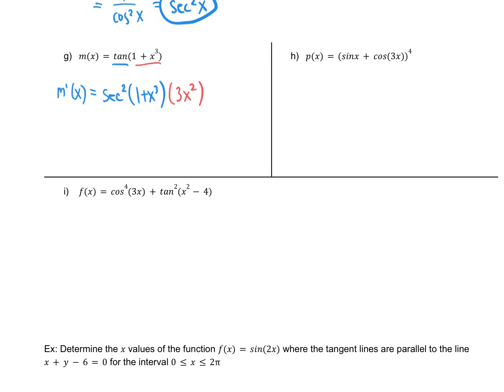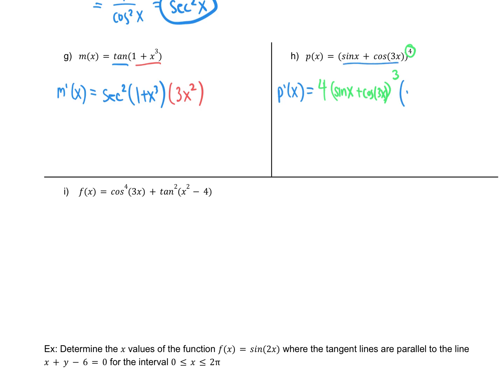Next one, p prime. Feel free to pause the video and try these last ones on your own, taking them slowly, and then coming back to check your work. Okay, so here I have sine x plus cos of 3x all to the power of 4. So I have a few chain rules in here. The first is the fact that I have something to the power of 4, which means bring the 4 down, copy paste the inside, now it's to the power of 3. So that's us doing the outside. Now time to do the inside function, which is everything in the bracket.